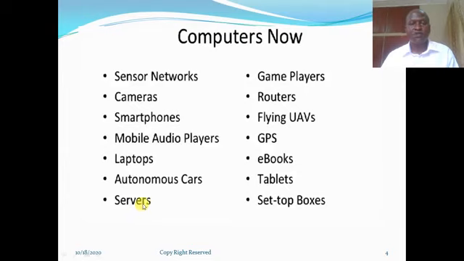We also have computers in the form of servers, such as those used for hosting websites and large files. We also have computers in game players. Computers are also present in routers, flying UAVs, that's unmanned aerial vehicles, the global positioning system, e-books, tablets, and set-top boxes.